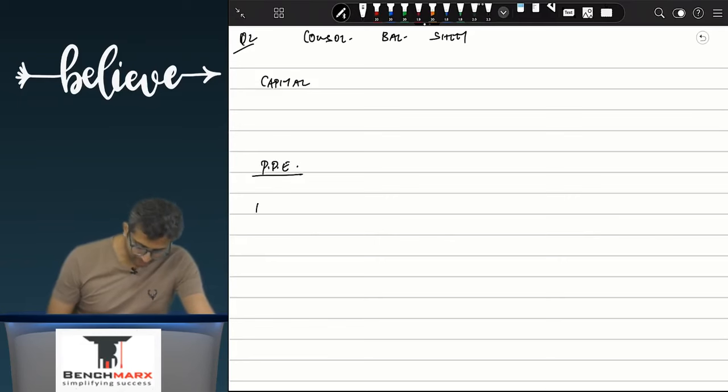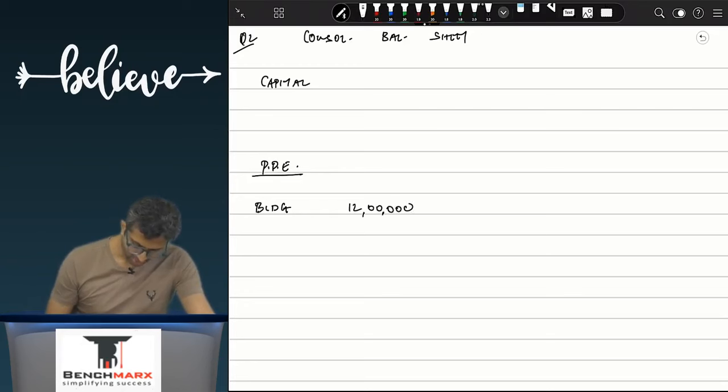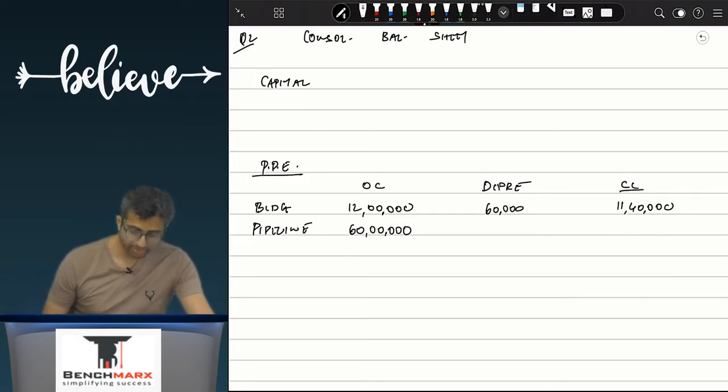Now, if I look at PPE, what is there? Building. How much is the building? 12 lakhs. What is the rate of depreciation? 5%. So this will be 12 lakhs original cost, depreciation 60,000, and closing 11,40,000. Then you have the pipeline, 60 lakhs. Depreciation is what percentage? 15%. So this is 9 lakh, and closing 51 lakhs.